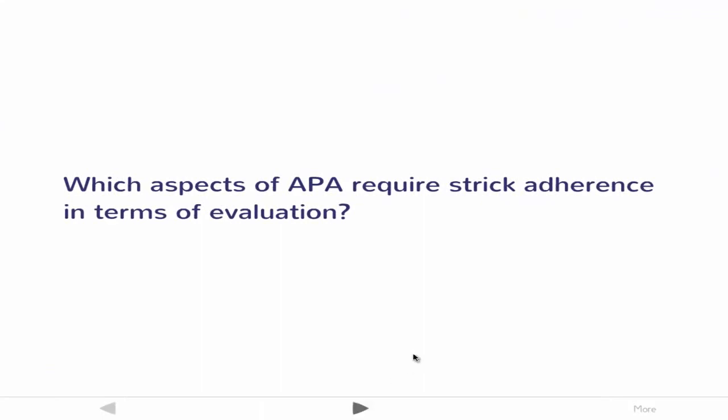What aspects of APA require strict adherence in terms of evaluation? Again, this will depend on the local context, but it's been my experience that some main things students need to stick to are making sure that every sentence has a citation when it's coming from an outside source.